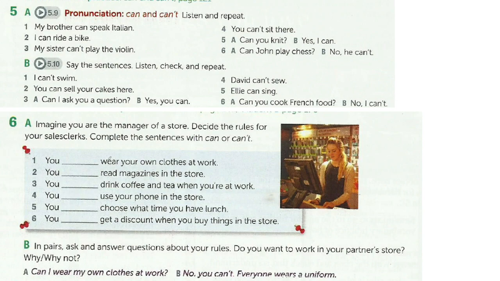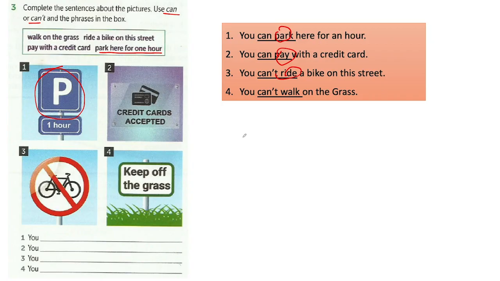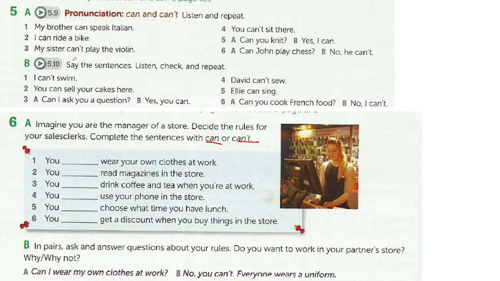So, on this exercise, you need to complete the sentences using can or can't. But you need to complete them according to your ideas, your opinions, because here it says, imagine you are the manager of a store. So you decide the rules or the permissions that your employees have. For example, let's suppose I am the manager. If I am the manager, I have the possibility to decide.